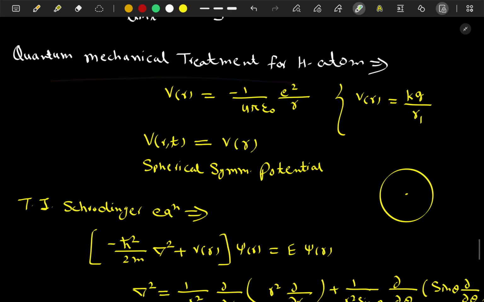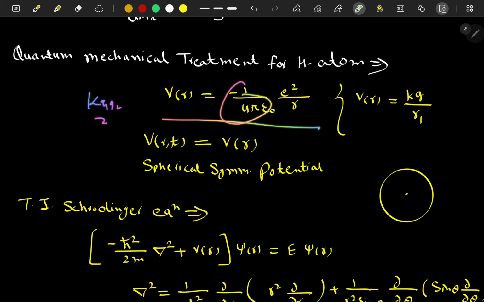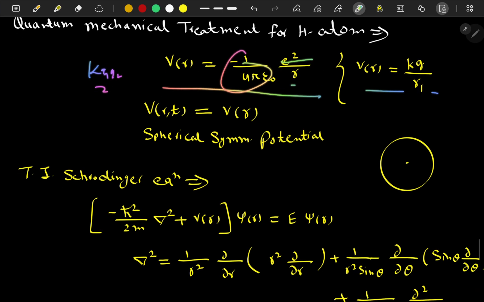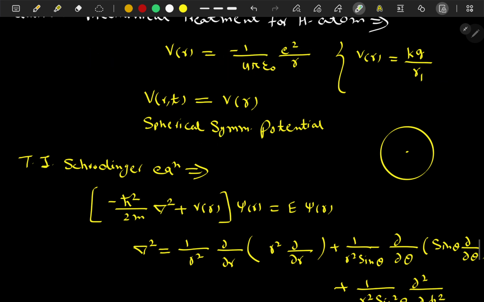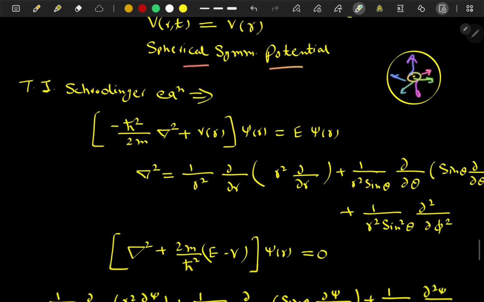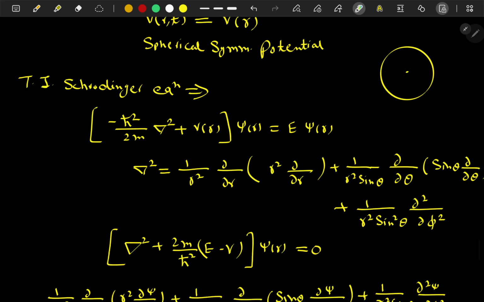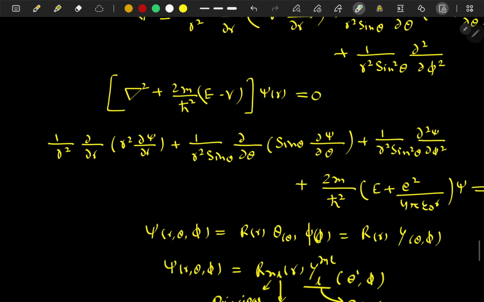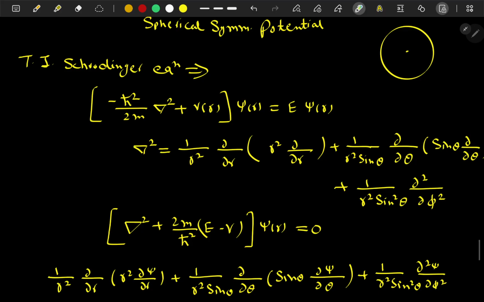So, the quantum mechanical treatment for the hydrogen atom. We know that the potential is k q1 q2 by r. So k is this, q1 q2 is the same, so e square by r. And we know that for the hydrogen atom we consider a spherically symmetric potential, meaning from the center, if we go the same distance, we get the same potential. So we will apply the time independent Schrodinger equation for the hydrogen atom. This is the time independent Schrodinger equation, and in another form it can be written as del square psi of r plus 2m upon h bar square, E minus V of r, psi of r equals 0. Now here del square should be defined in spherical polar terms.